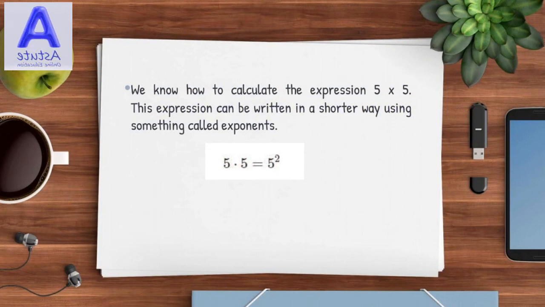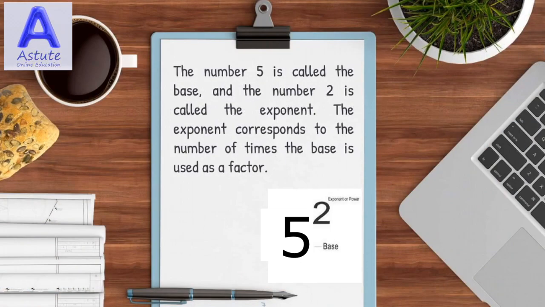We know how to calculate the expression 5 multiplied by 5. This expression can be written in a shorter way using something called exponents. 5 times 5 is equal to 5 square. The number 5 is called the base and the number 2 is called the exponent. The exponent corresponds to the number of times the base is used as a factor.